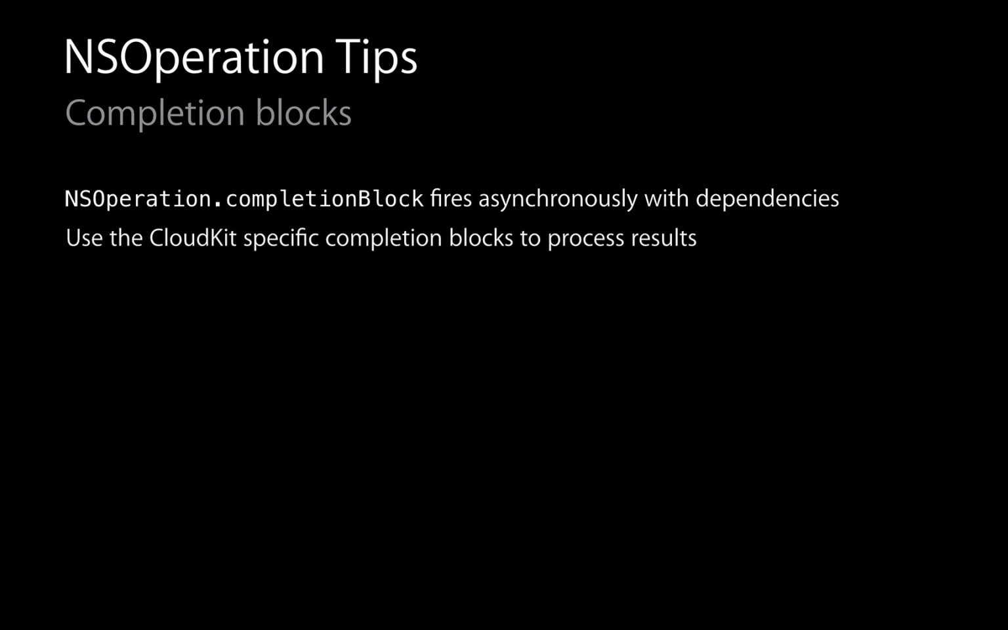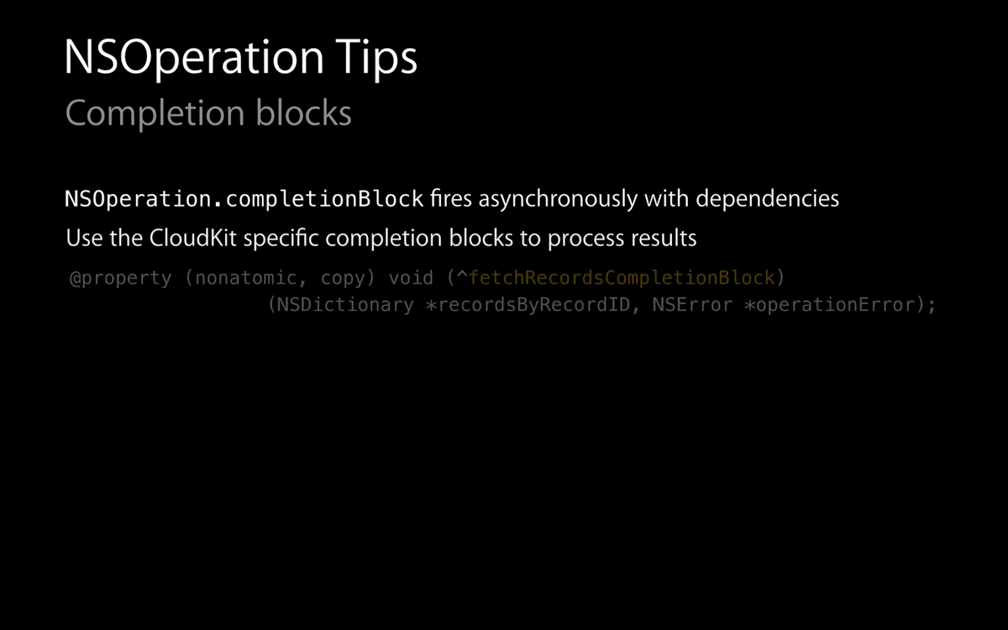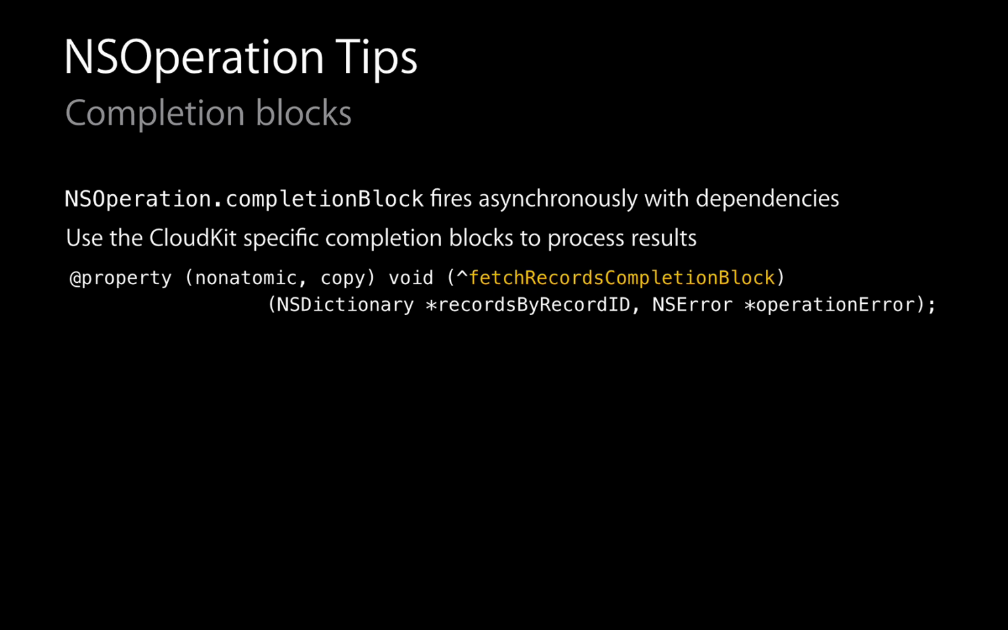So what we've done with the CloudKit API is we have CloudKit-specific completion blocks. And if we look at what we had for that fetch records operation, we have a fetch records completion block. You'll see this pattern on all of our NSOperations, and these completion blocks hand back all of the information you needed to know about the operation that just ran. In this case, we've got the errors for that operation, and we've also got the records that were fetched.